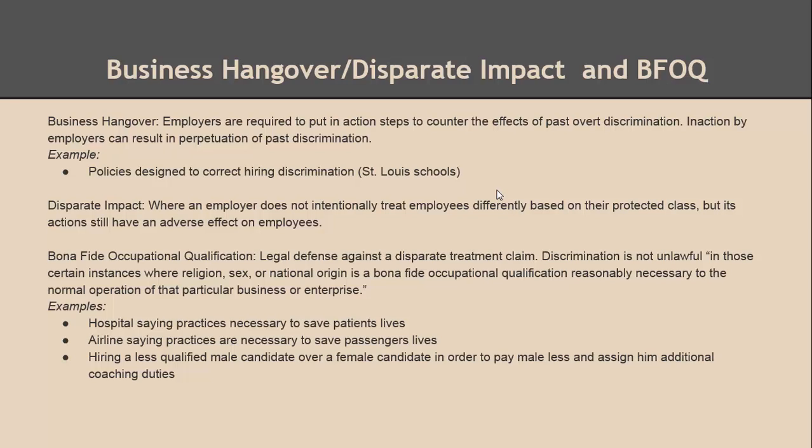We're looking at the same thing for pilots, airlines requiring that their pilots have a certain amount of experience. Also, the book gave the example of hiring less qualified candidates if you choose to pay them less and assign them extra duties.